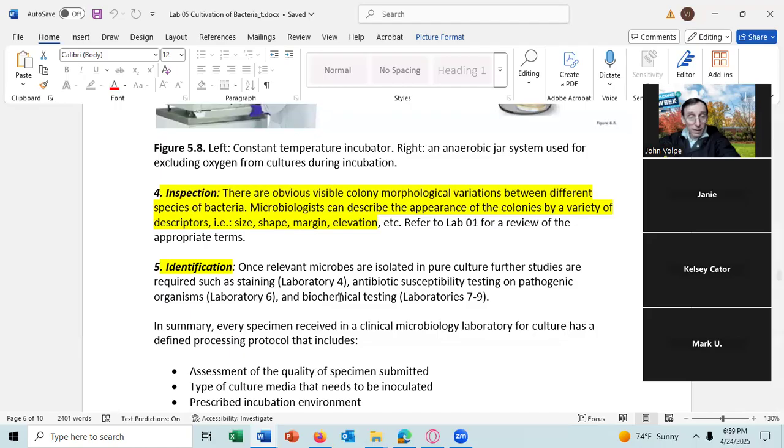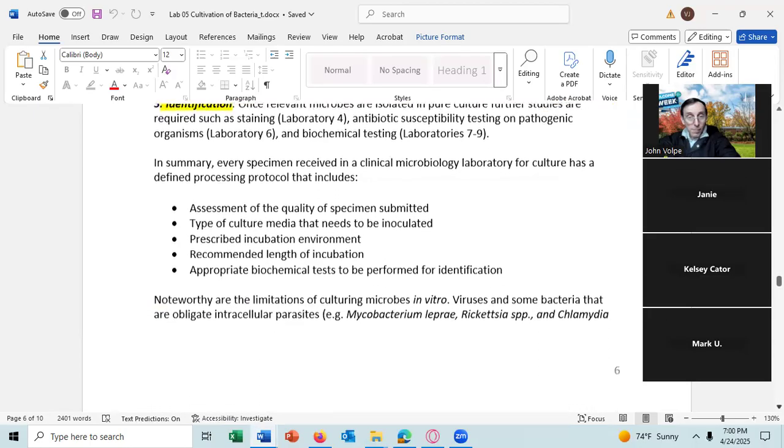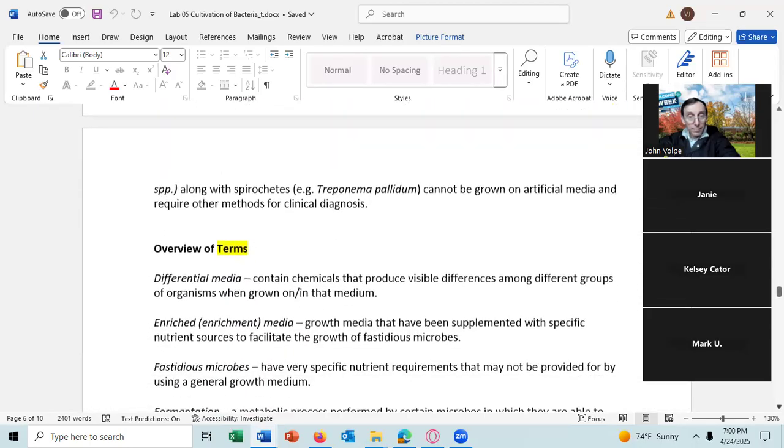Another way to do it would be to actually sequence the DNA of a pure culture to determine what species it is. Very few microbiology labs do that. Most of them just run biochemical tests. And we'll talk about some biochemical tests you can run in today's lab. Any question about any of that?